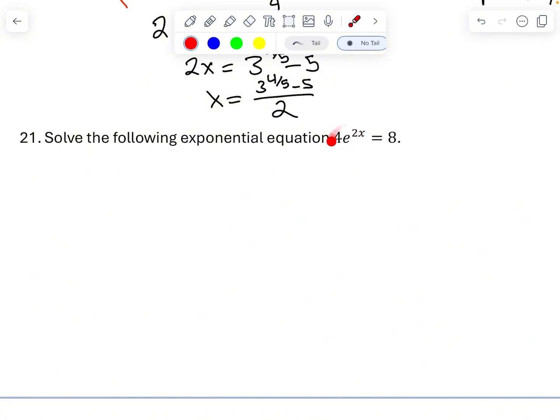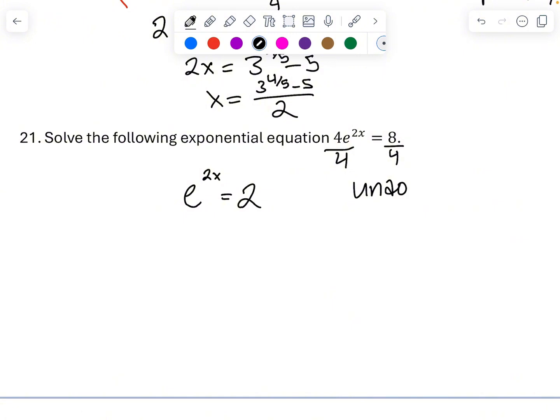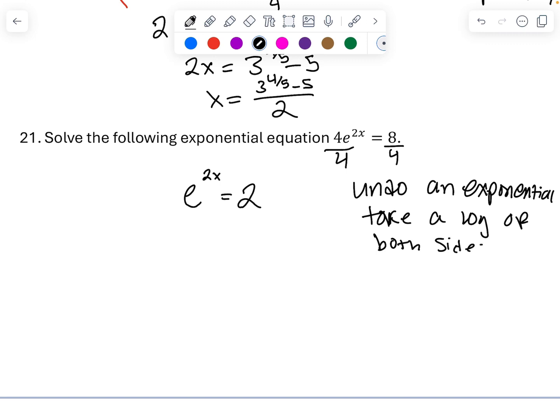Right now I've got a 4 attached to my base, so I'm going to divide both sides by that 4. Now I'm left with e to the 2x is equal to 2. Now, when we are undoing exponentials, to undo an exponential, take a log of both sides. What I want to point out here is that this is e. This is that funky little number that's kind of like pi but is different than pi.